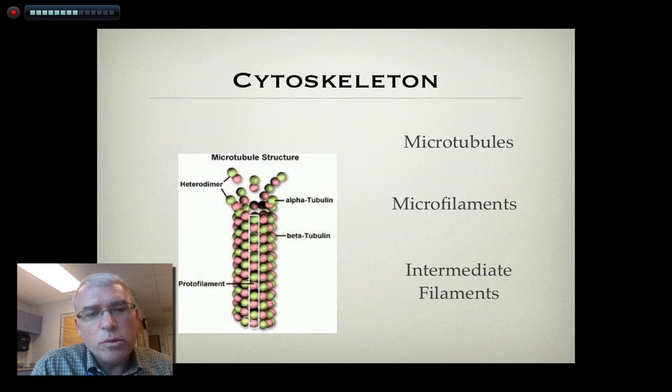Now, microtubules are made of protein subunits of material called tubulin, and they fit together into a spiral pattern to build a hollow tube-shaped structure called a microtubule. And microfilaments are a lot smaller than microtubules, and intermediate filaments in size are somewhere between the microtubules and the microfilaments.